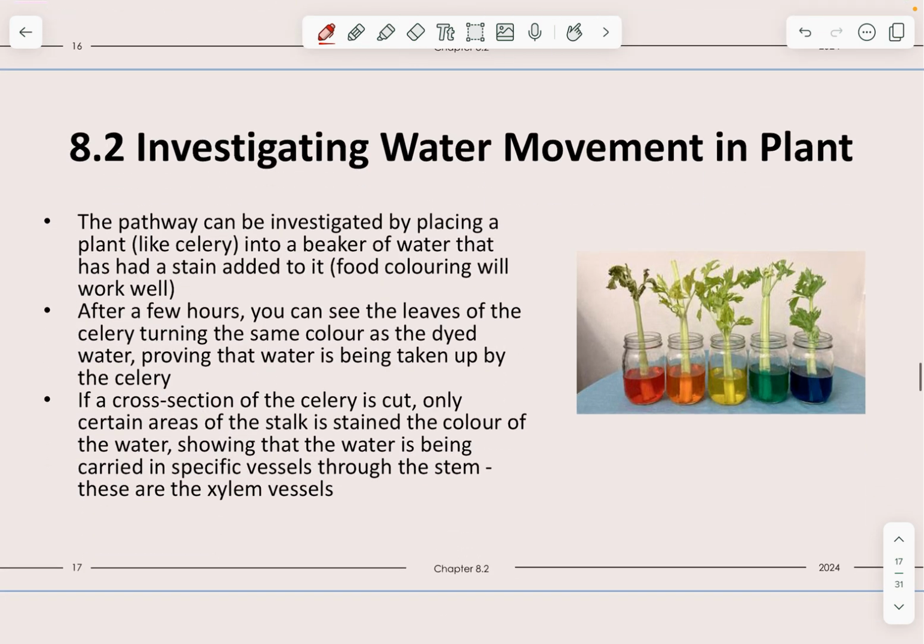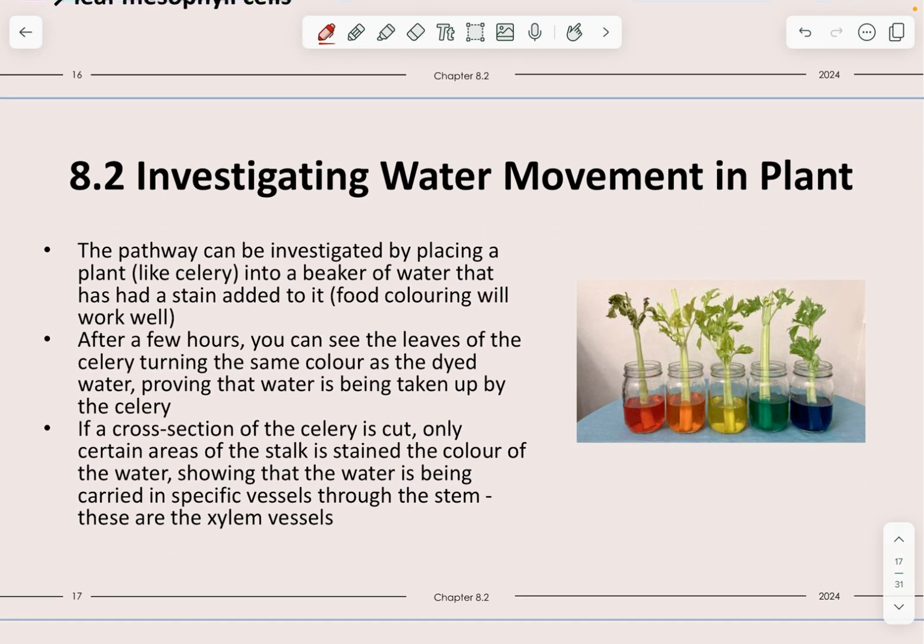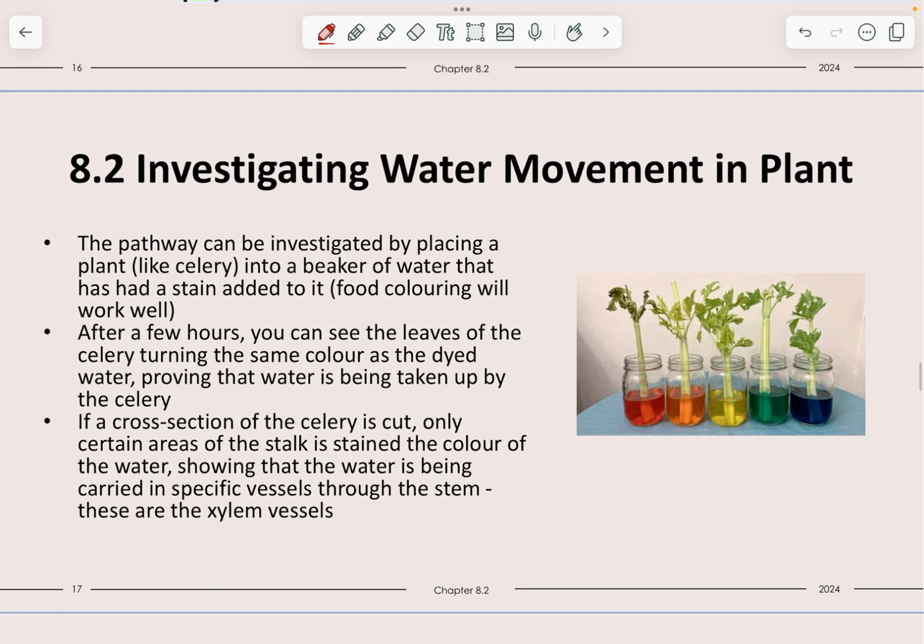So we have one investigation that checks for water movement in the plant, or maybe the way it is being absorbed. Firstly, the pathway can be investigated by placing a plant, or a celery, into a jar or a beaker with a different kind of color of dye or maybe food coloring. If you put celery, you must of course cut a section out, so that you can soak it properly.